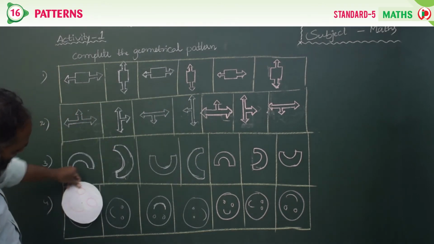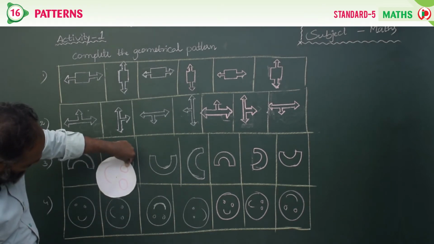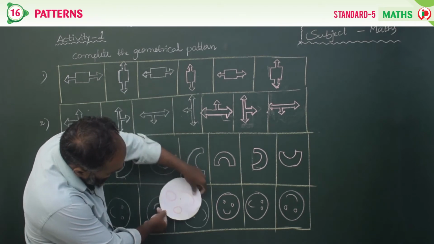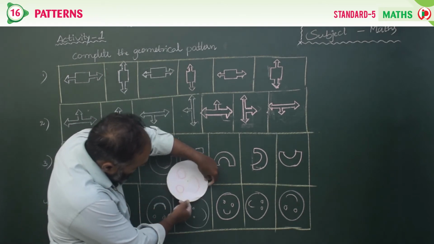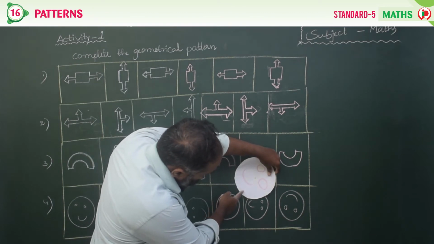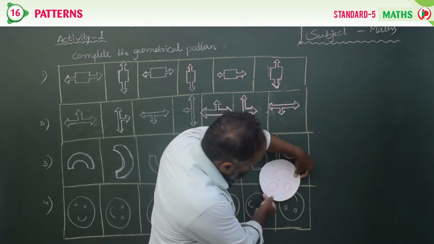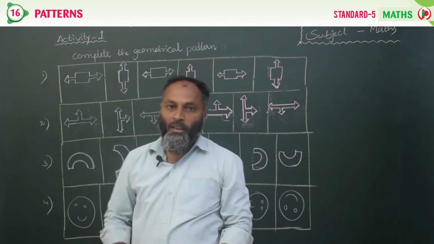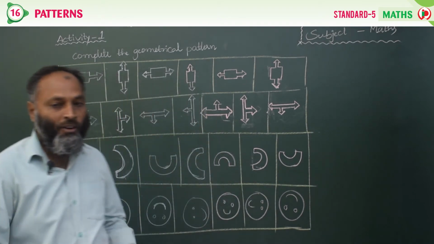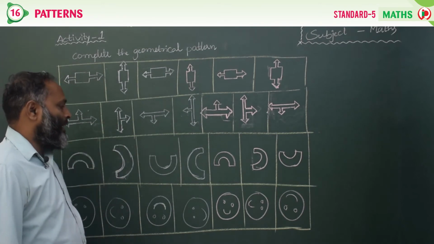If you rotate, then you will get in this format. If you rotate, you will get in this format. Again if you rotate, in this format. Again if you rotate at 90 degrees, you will get in this format. Again if you rotate, you will get in this format. Okay. So, this is the rotation. So, 90 degrees, 90 degrees, 90 degrees. When you rotate at 90 degrees, then you will get in these formats.